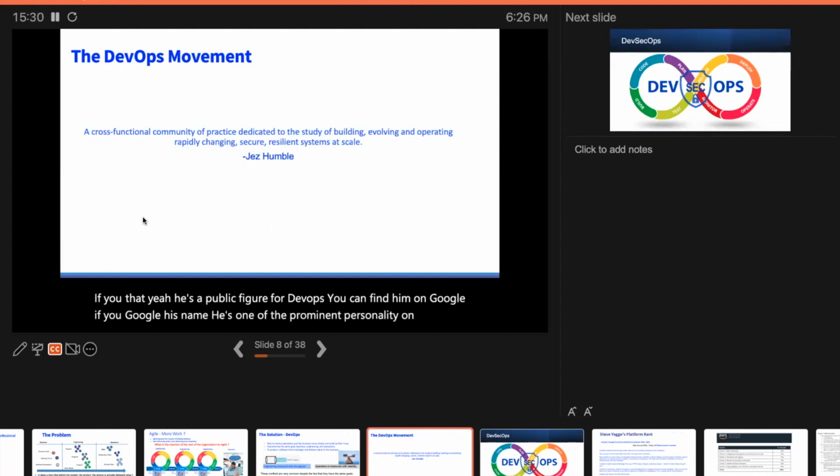So here he has given this definition: a cross-functional community of practice dedicated to the study of building, evolving, and operating rapidly changing, secure, resilient systems at scale. Each word is very important here: building, evolving, operating, rapidly changing, secure, resilient systems at scale. It's easy to remember these words, because when we talk about each tool, it will somehow be related to these words. Okay.